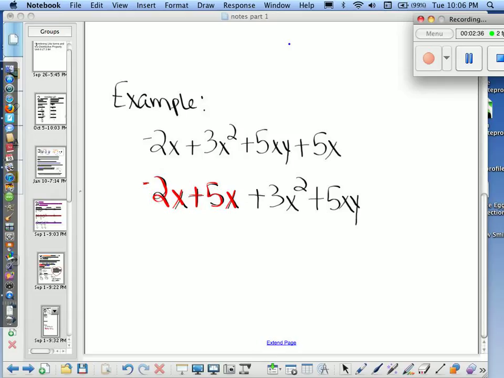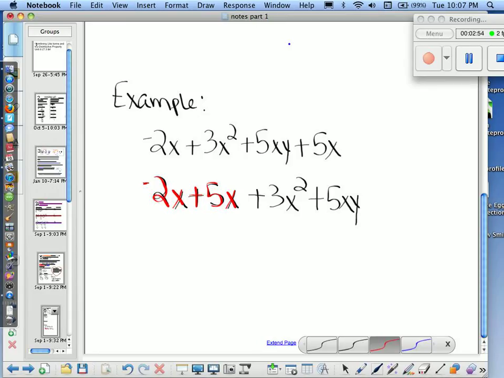So in the first step, we put our like terms right next to each other. So we switch that order, the commutative property, but we have not changed the value of it. So now we can see what our like terms are, and then we can go ahead and combine them. So we've got negative 2 plus 5, which gives us 3. And those x's stay the exact same. That does not change.